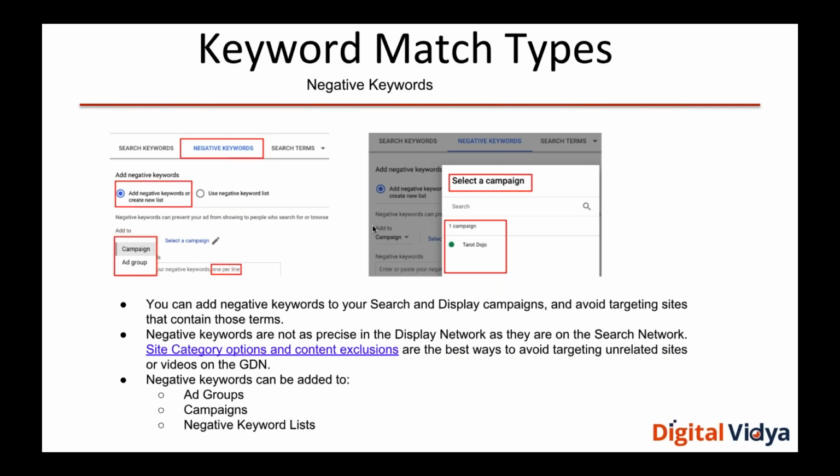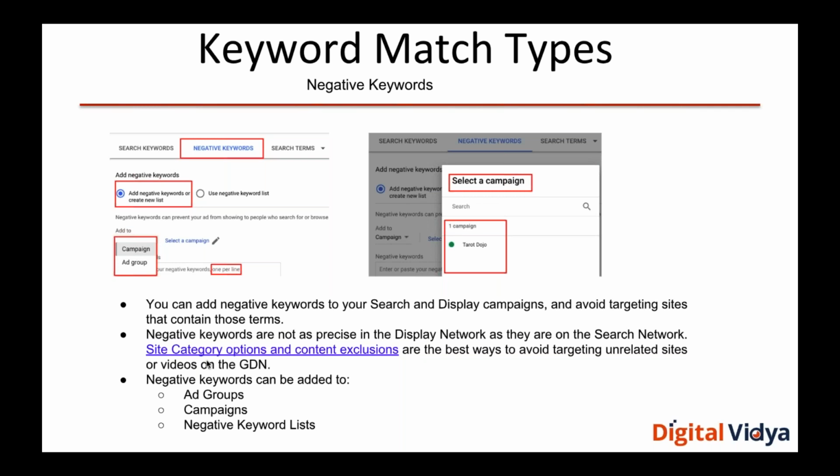Is this clear? The first option, you go to the negative keywords tab, select add negative keywords option, and select at what level you want to add it, campaign level or ad group level. If you select campaign level, it will give you a list of campaigns which you can select. If you select ad group, it will first ask you to select the campaign and then the ad group. Are we clear on this?